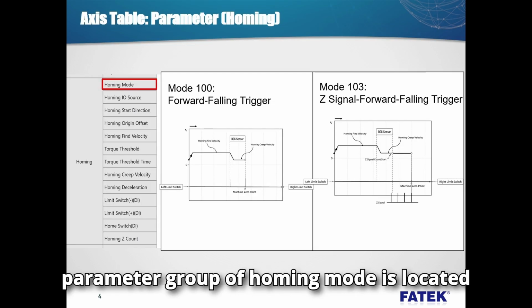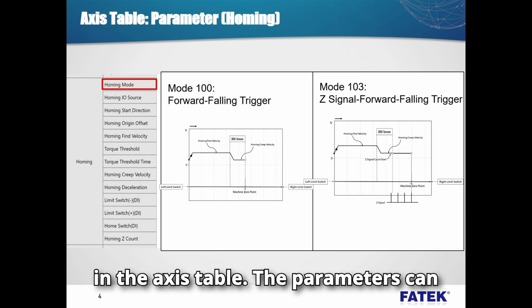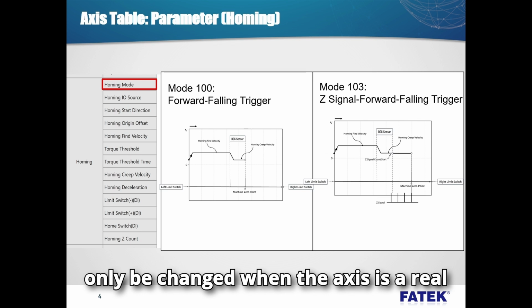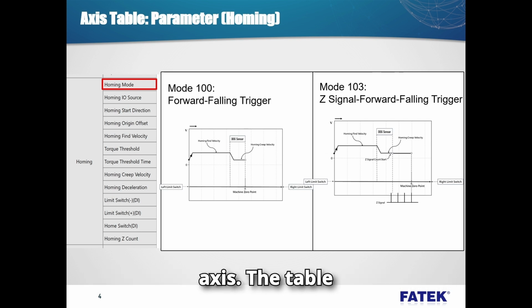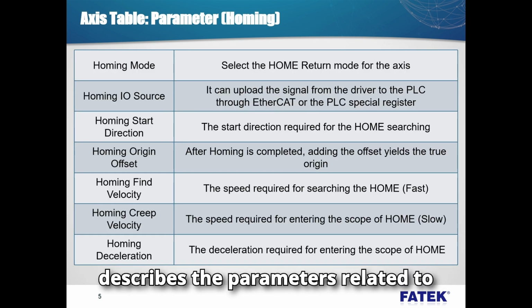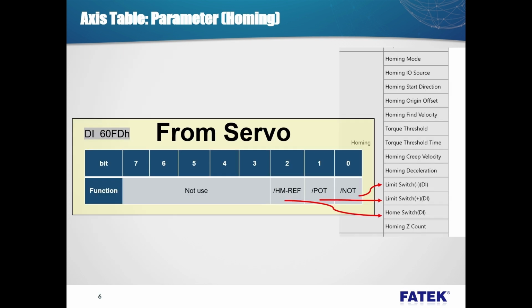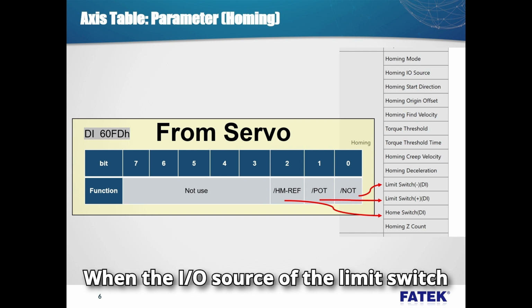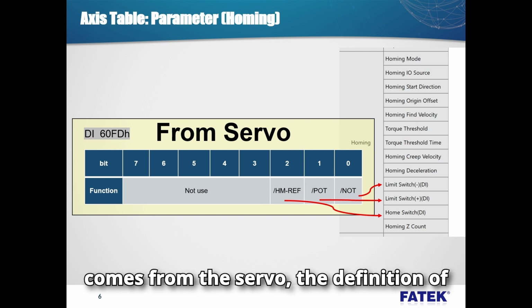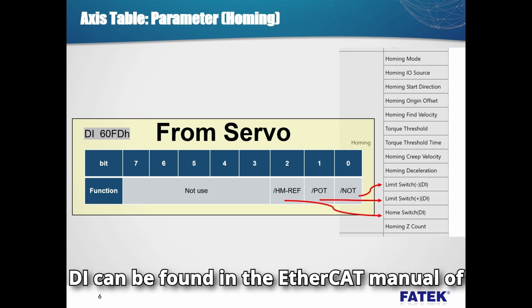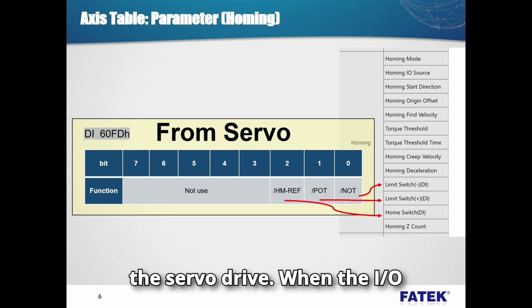The parameter group of homing mode is located in the axis table. The parameters can only be changed when the axis is a real axis. The table describes the parameters related to homing in the axis table. When the I/O source of the limit switch comes from the servo, the definition of DI can be found in the EtherCAT manual of the servo drive.